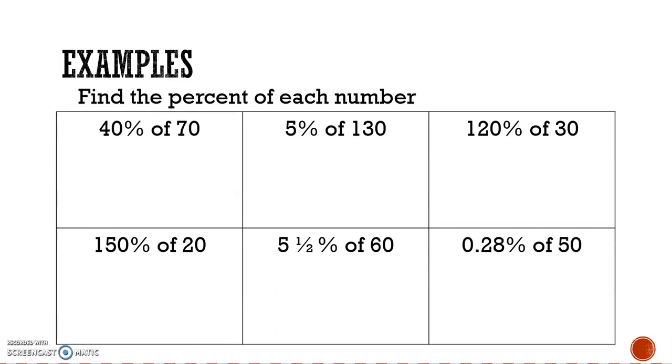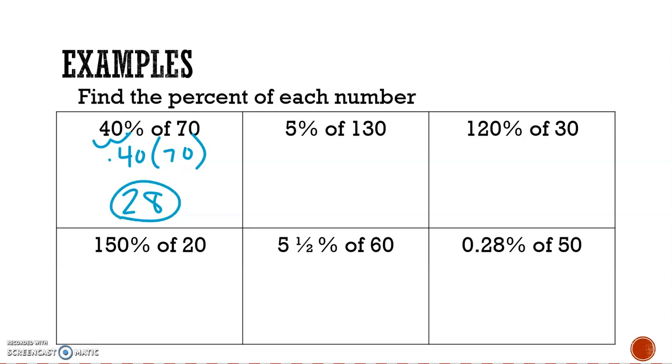Alright, so we have quite a few examples, but they go pretty quick. So we're going to do 40% of 70. Right now there's a decimal at the end of this, so I have to move it 2 spots to the left. So really it's 0.40 times 70. If I multiply 0.40 times 70, that gives me 28.